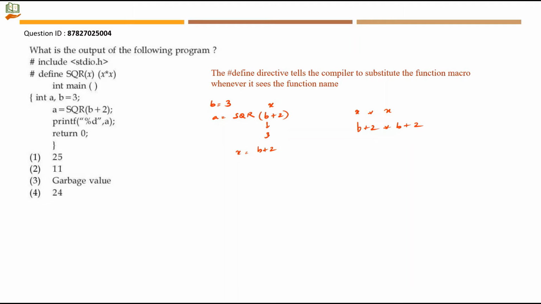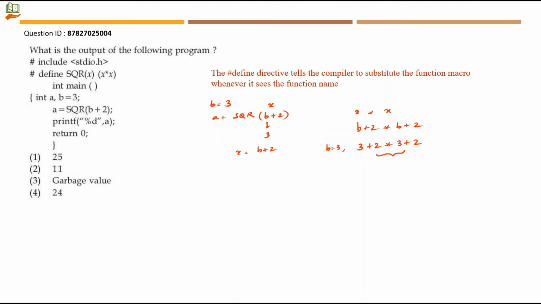Now what is the value of b? It is 3. So when I substitute b is equal to 3, this x into x will be 3 plus 2 into 3 plus 2. Now what will be the usual precedence of computation? Multiplication will take the first precedence and then addition will be taking place. So the first precedence will be given to multiplication.